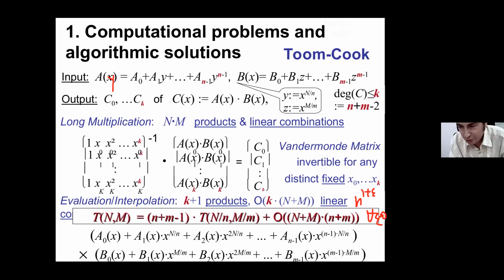In practice, when you're given two polynomials of degree capital N and capital M, you should choose small n and small m so that this is the most efficient. Making small n and small m arbitrarily large will not help you, so you have to choose them properly. But theoretically, you could have with this an algorithm which is O of n to the power 1 plus epsilon for every epsilon bigger than 0.